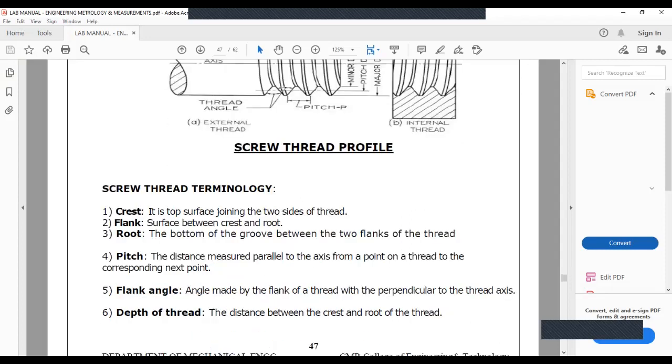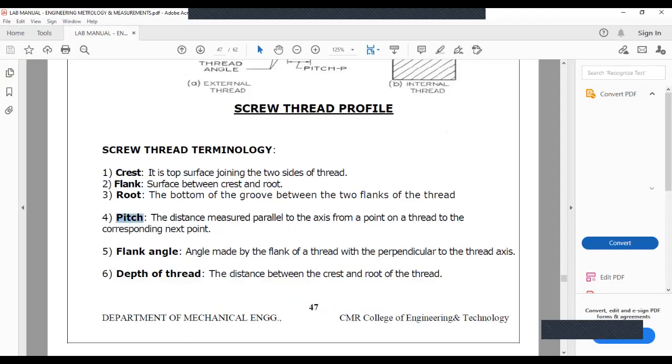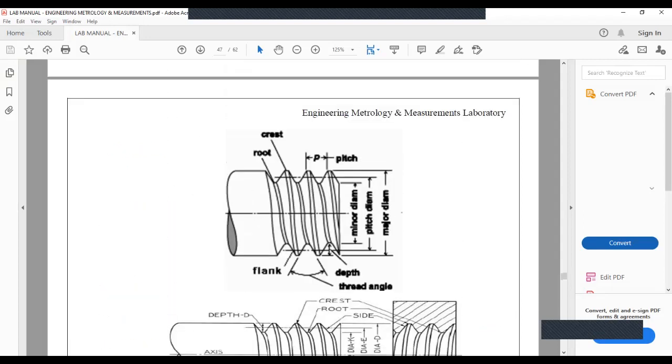Next, pitch. This is the parameter which we are finding now. What do you mean by pitch? The distance measured parallel to the axis from a point on a screw thread to the corresponding next point. If you consider this screw thread, the crest to crest distance or root to root distance will be considered as a pitch distance, or simply pitch.